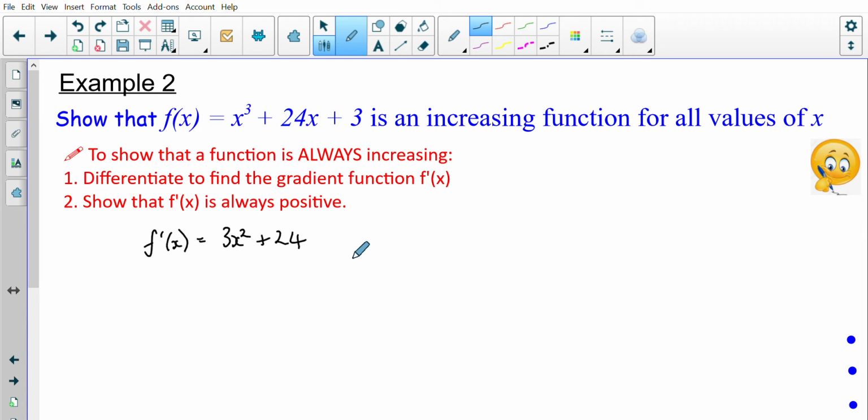So we can see that this function is always going to be positive because x squared is always positive for all values of x, because if we square a negative we get a positive. If we multiply a positive by 3 and add 24, we're going to end up with a positive.